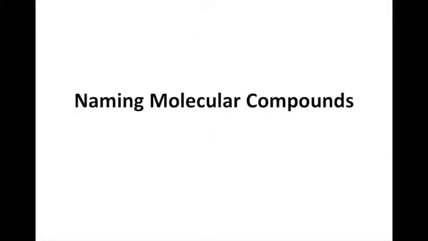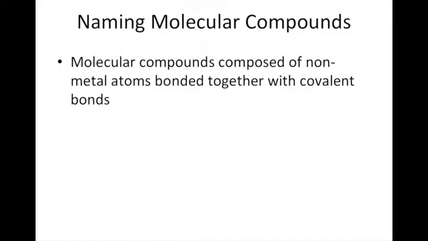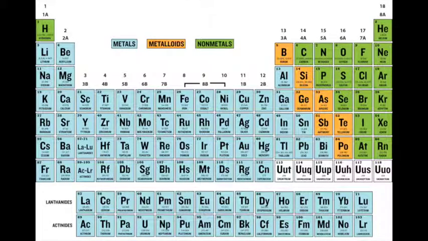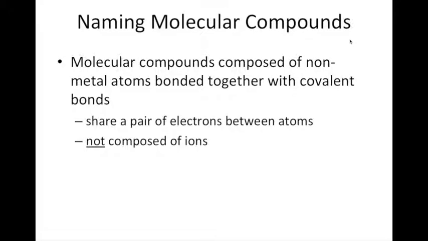In this video, we are going to look at how to name molecular compounds. Molecular compounds are composed of nonmetal atoms which are bonded together with covalent bonds. So of course we know that nonmetal atoms are those located over on the far right side of our periodic table. So those that we can see here.